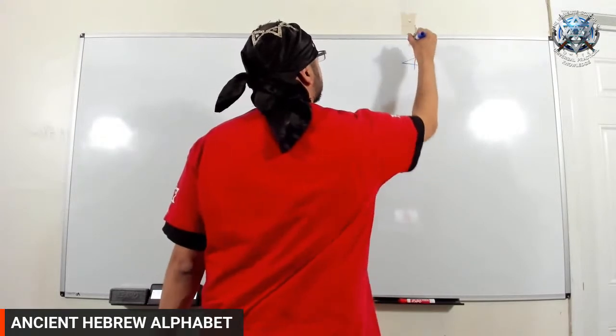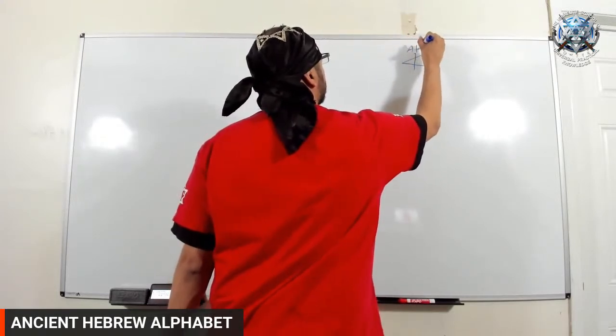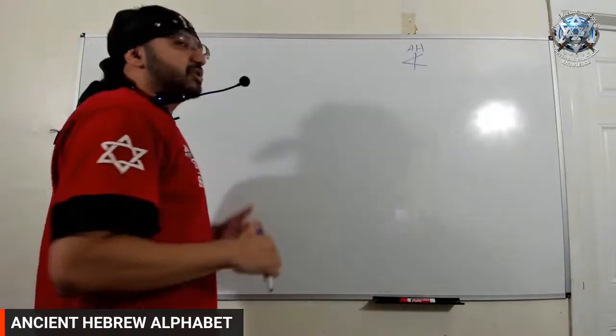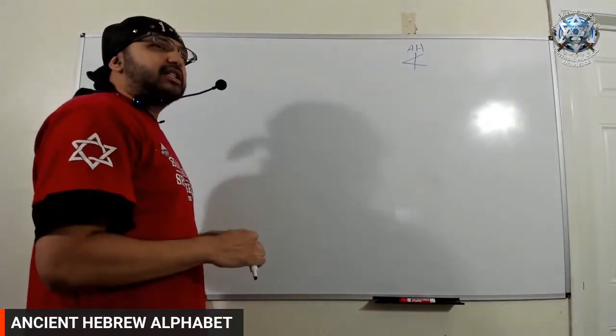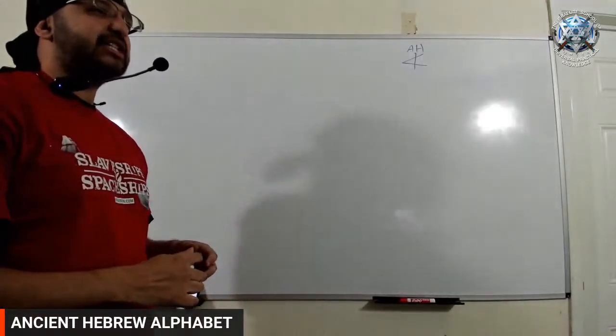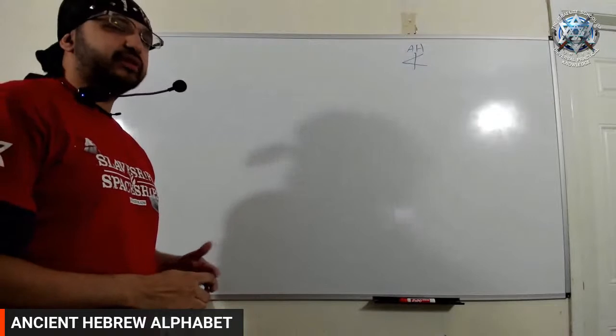This is the letter Ah. It's pronounced Ah. Hebrew in a sense is very simplistic. It's, how do I say, Ebonics at its root. You know what I mean?